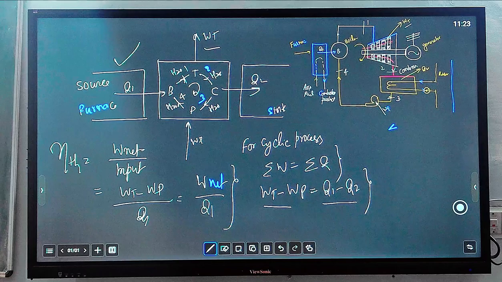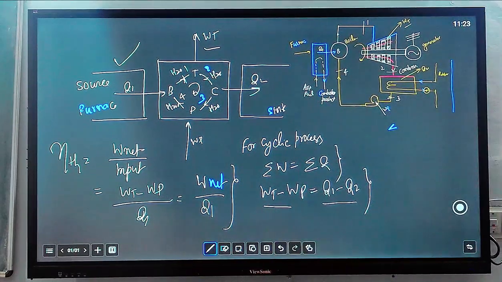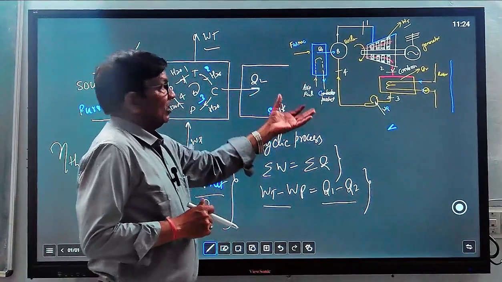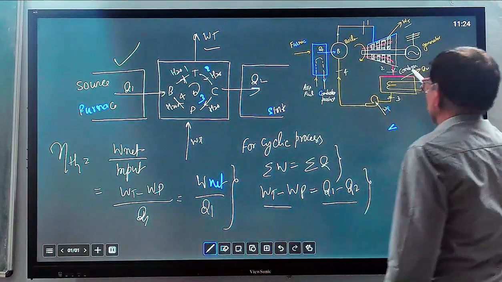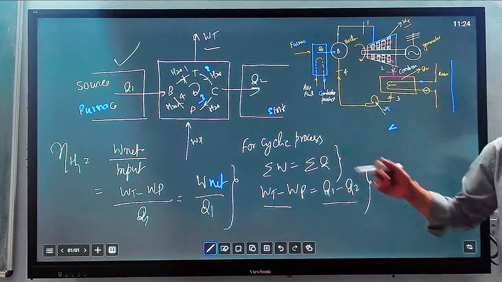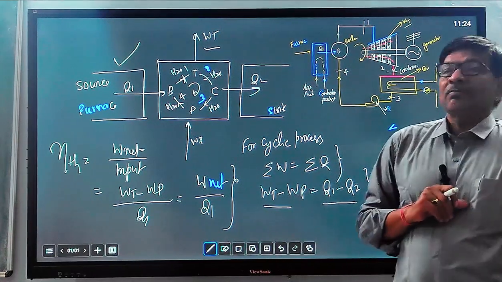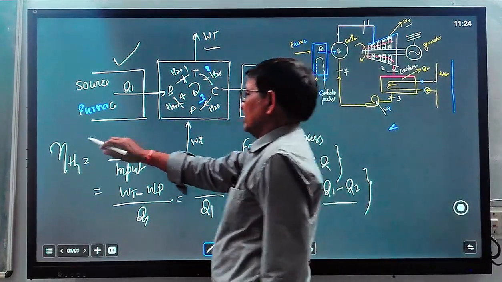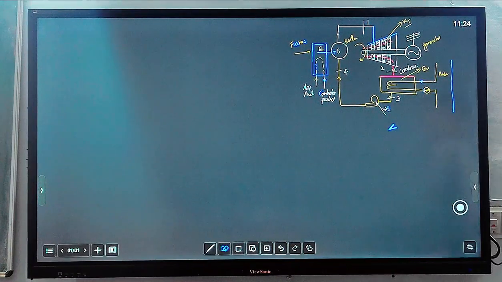We can also express all these processes in the Rankine cycle. All four processes occurring in the boiler, turbine, condenser and pump, we can represent by a cycle. This cycle is known as the Rankine cycle, and the Rankine cycle will also calculate thermal efficiency. So let us now define it through the Rankine cycle.